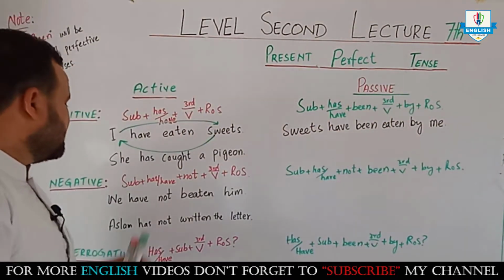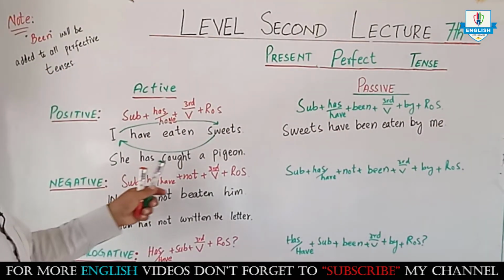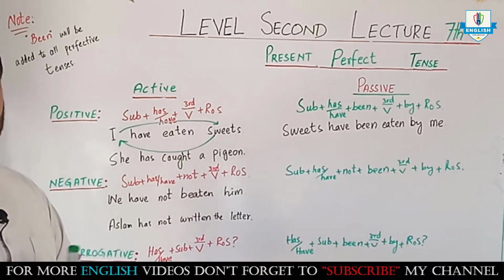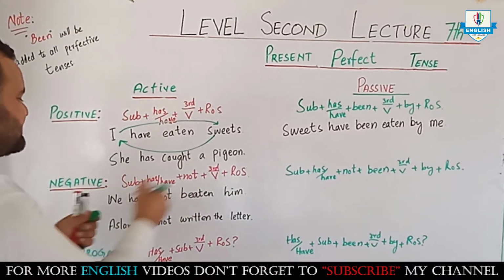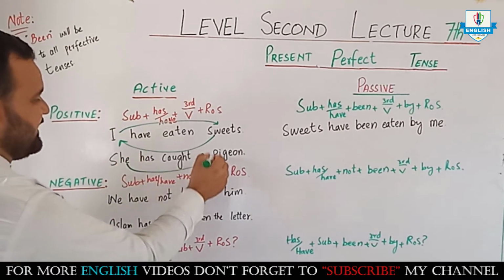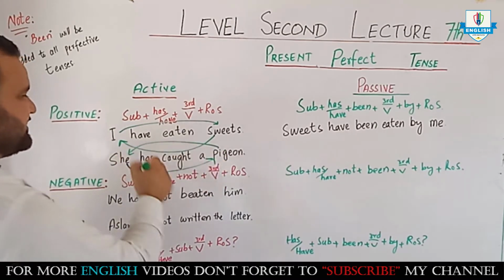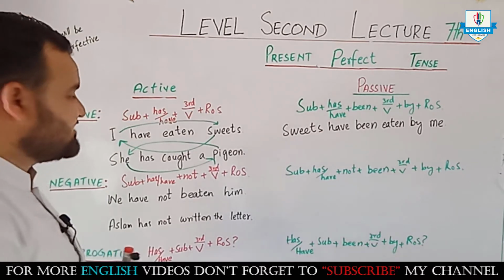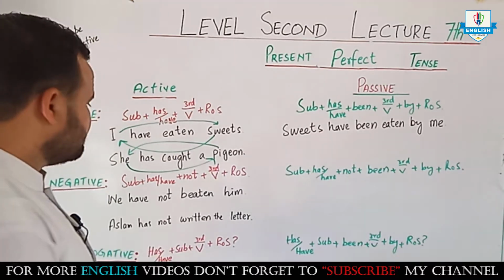Got it? Second sentence. She has caught a pigeon. She has caught a pigeon. This will come in place of this. And object will come in place of subject in passive voice. Passive voice में ऐसा होता है.